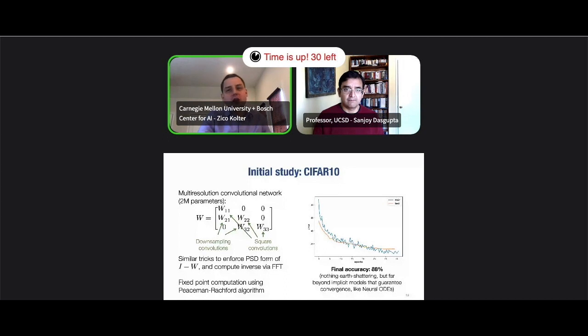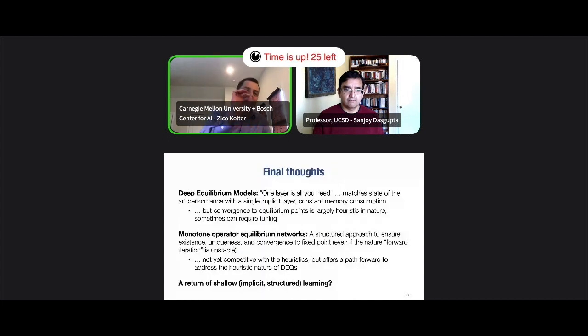Okay, so I'm incredibly excited about the future of this direction here, because this is a new paradigm of deep learning in some way. I mean, is it even deep learning? That's hard to say, right? These deep equilibrium models, in some sense, show that one layer is all you need. You can match state-of-the-art performance with one of these single implicit layers, and you get a vast reduction in memory consumption.